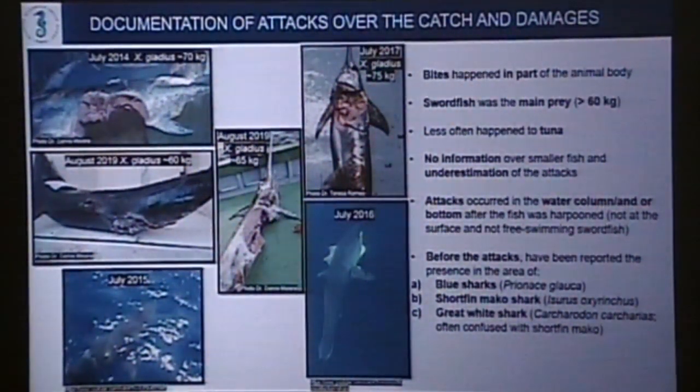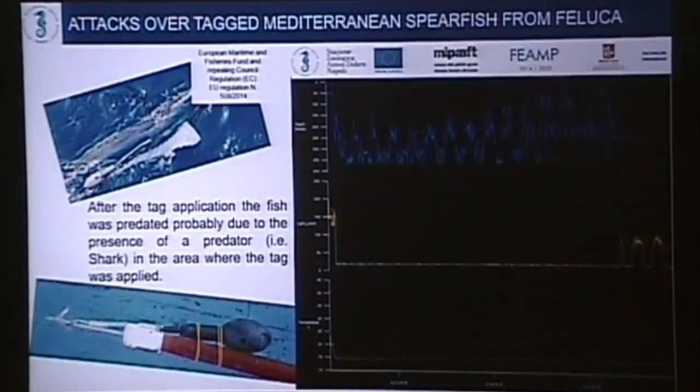In general, the fishermen sustain that the attacks happen in the water column or on the bottom of the ocean, so they were not able to observe the shark species. But they recorded, before the attacks, different species of shark, such as blue shark, shortfin mako, and great white. Often the great white is confused with the shortfin mako.